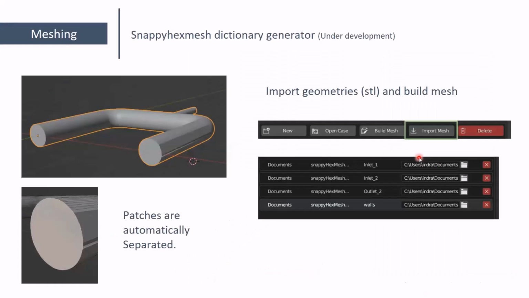So next, we also have an under development snappyHexMesh dictionary generator. So normally, you can import a normal STL file into Blender.